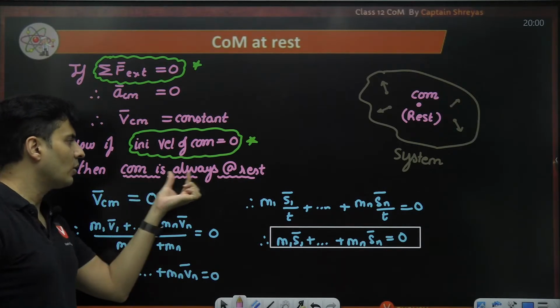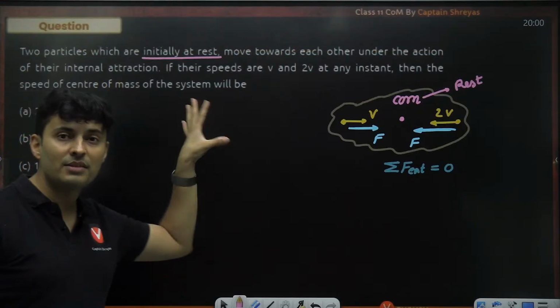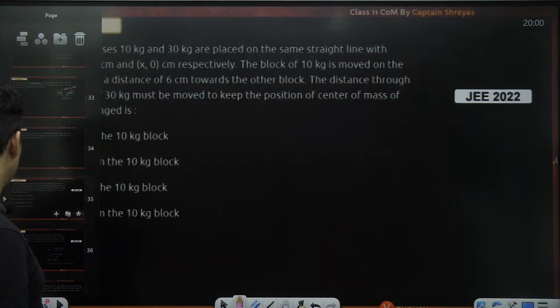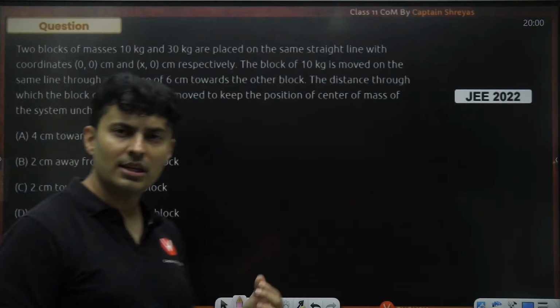Then we can say the center of mass is always going to be at rest. Direct application. It is a previous year JEE question. Moving on to the next one coming up on your screen. Here it is. This is JEE 2022.